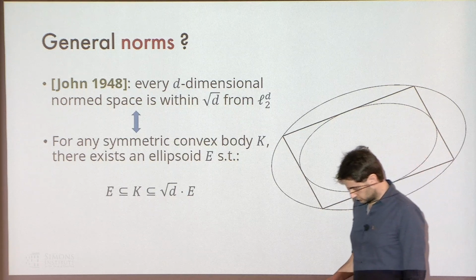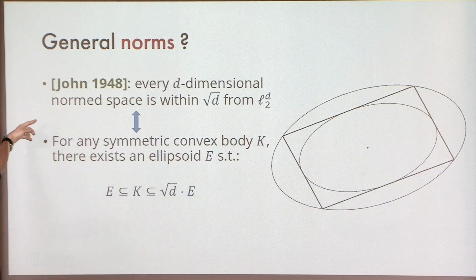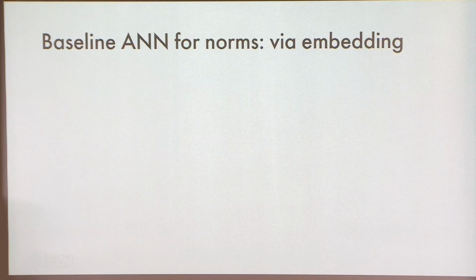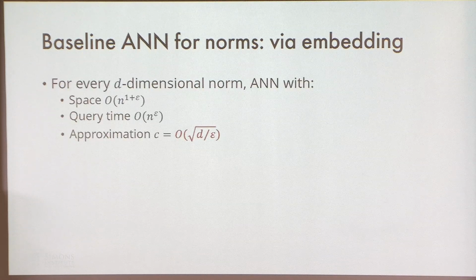So this is the theorem, and we can use it to get an algorithm for any norm. By the way, this is a tight bound with root d, even for spaces like L1 or L infinity. I call this the baseline approximate nearest neighbor search for norms, which proceeds via embedding, in particular with John's ellipsoid. It is implied by taking a norm, applying the embedding from the previous slide, and then using a standard algorithm for nearest neighbor search in Euclidean space.